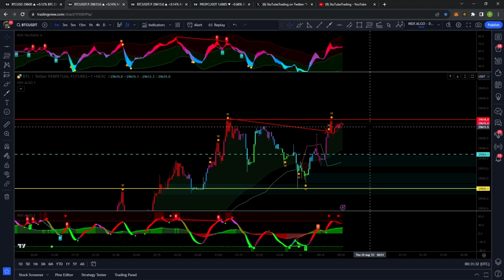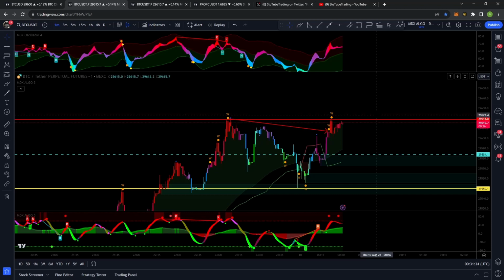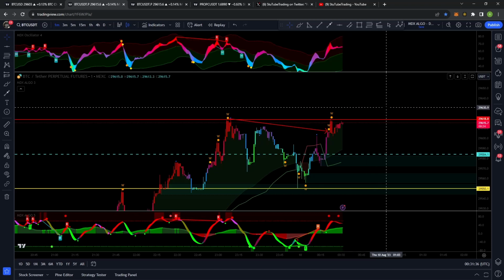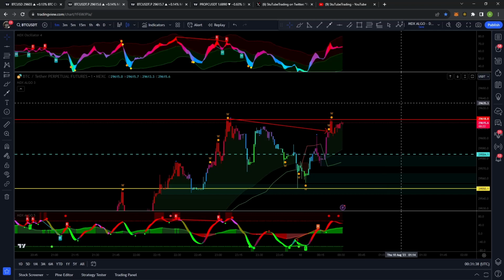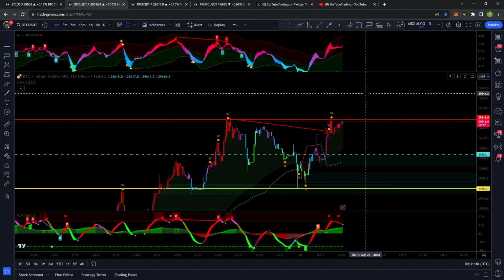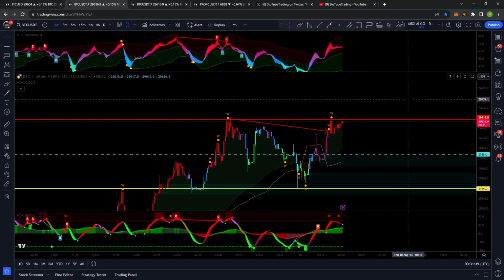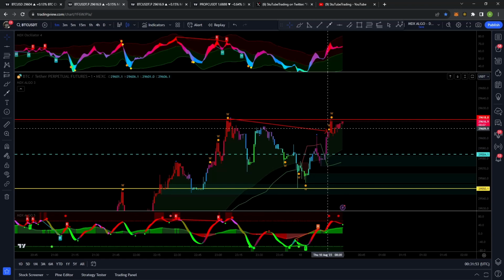I was sharing the one day when we got that beautiful pump to the upside not long ago, I think late last week. My stop loss was only like, I think, $23 away or something like that, and I ended up catching like a $700 or $800 move. So the risk reward on that was just so crazy, and it was based entirely off this strategy.